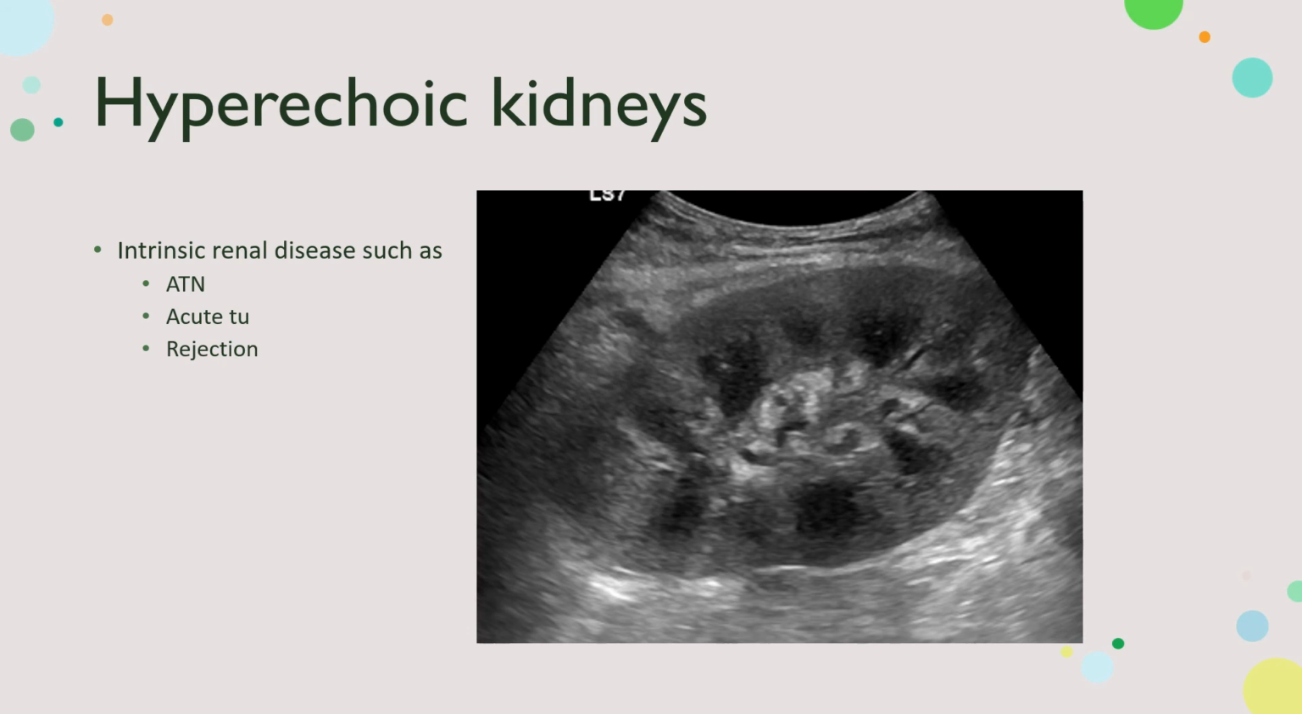So when we have very prominent pyramids, this implies that the kidneys are hyperechoic. This implies an intrinsic renal process such as ATN or rejection.